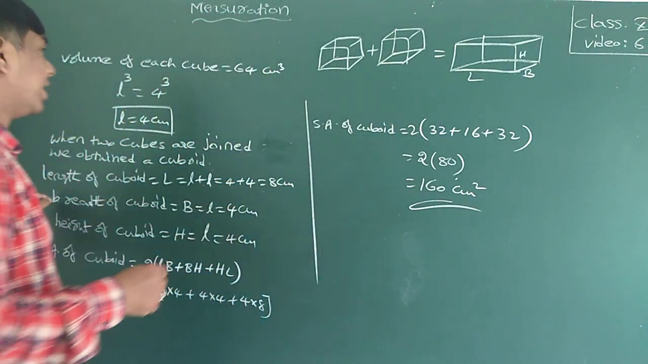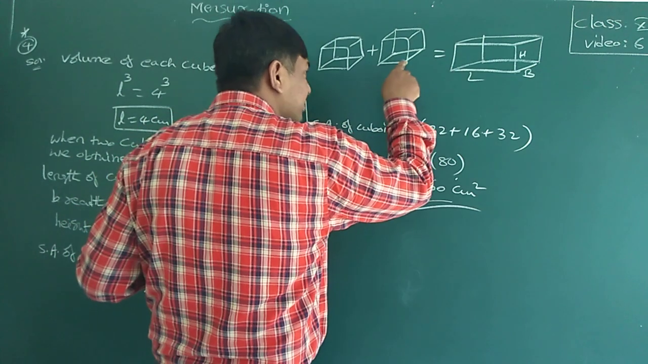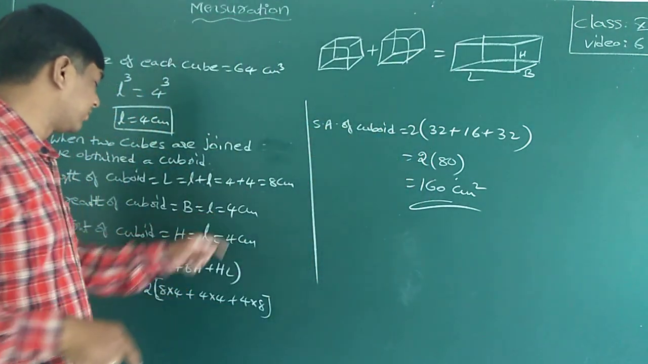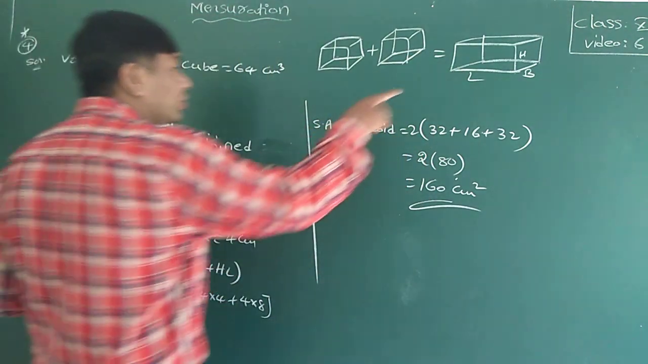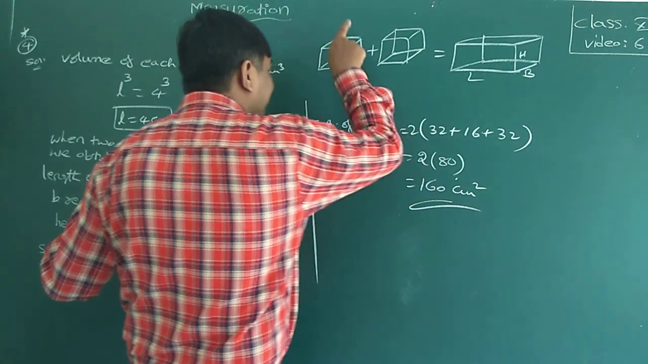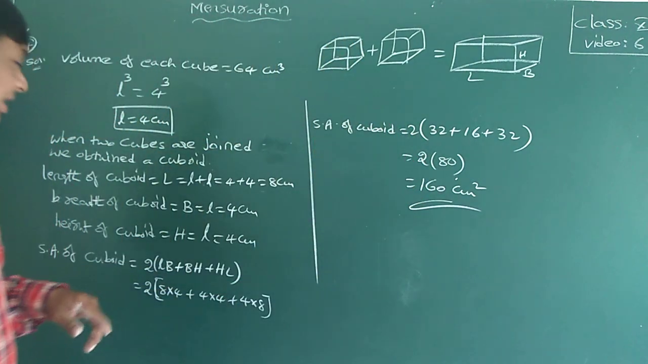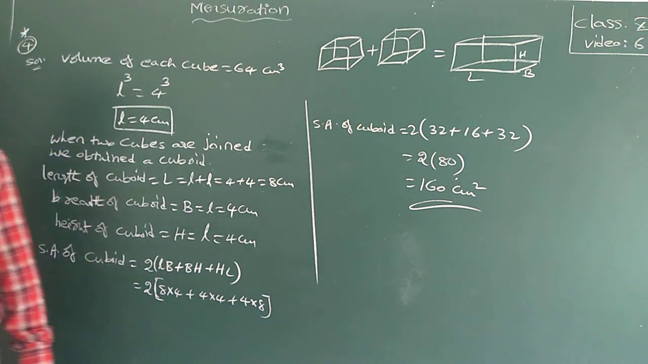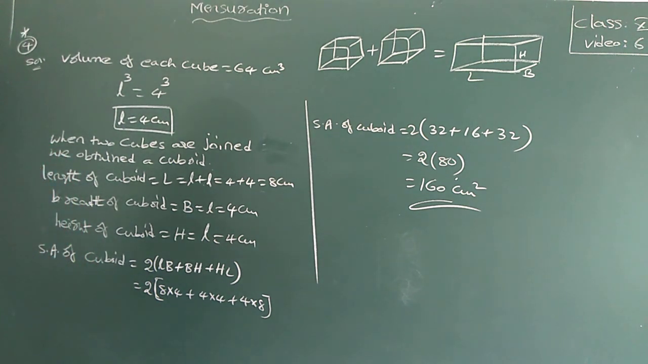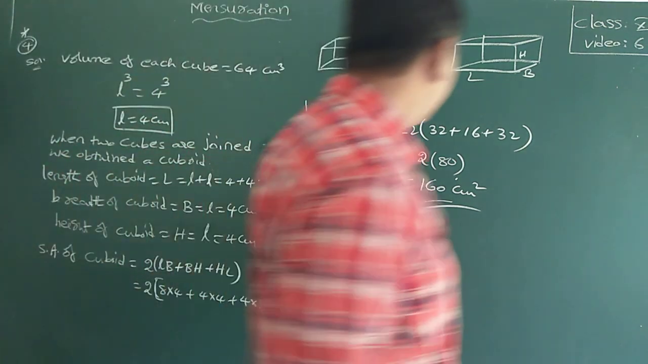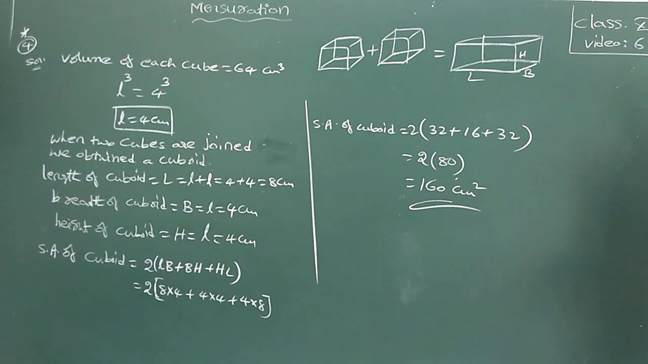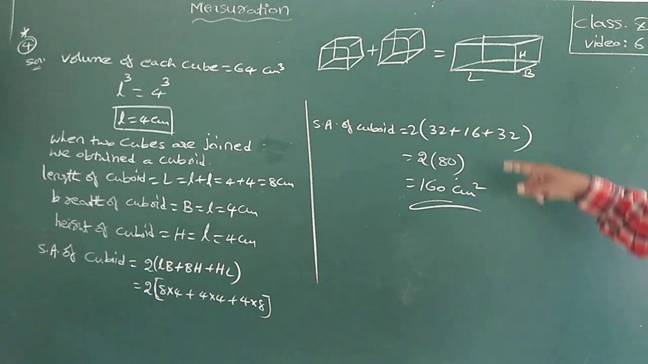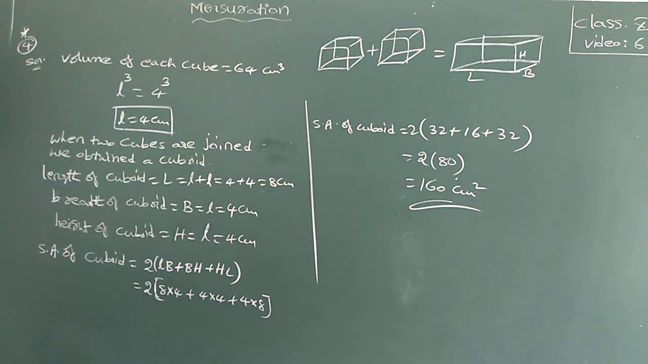Length of the cuboid is 8 centimeter. Breadth of the cuboid is equal to the breadth of the cube, that is 4 centimeter. Height of the cuboid is equal to the height of this cube, 4 centimeter. Now surface area is nothing but the total surface area, TSA. TSA is equal to 2 into (LB plus BH plus HL), that formula. So 2 into 80 is equal to 160 centimeters square. Please write down.